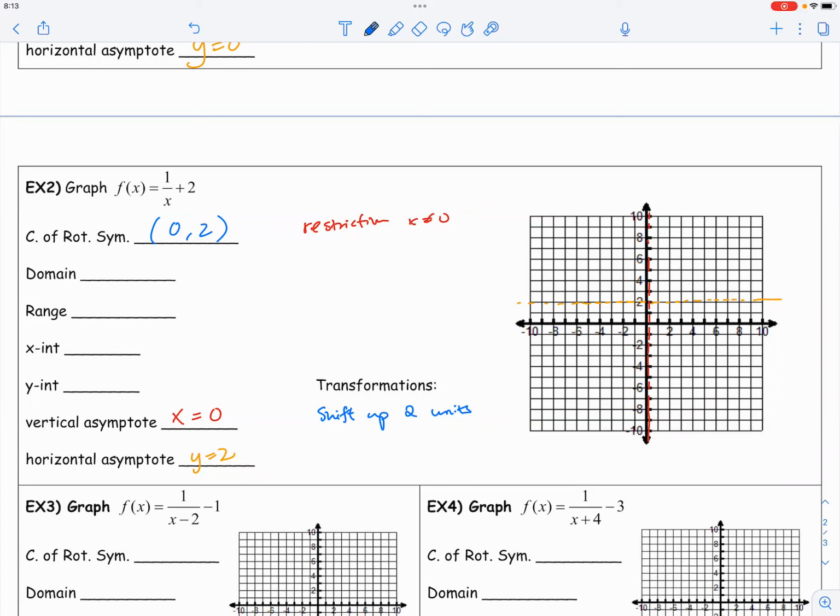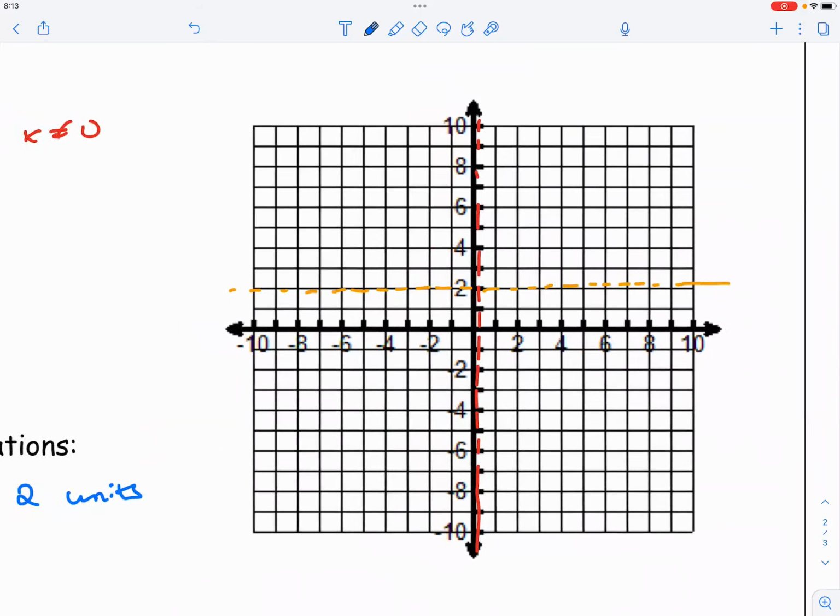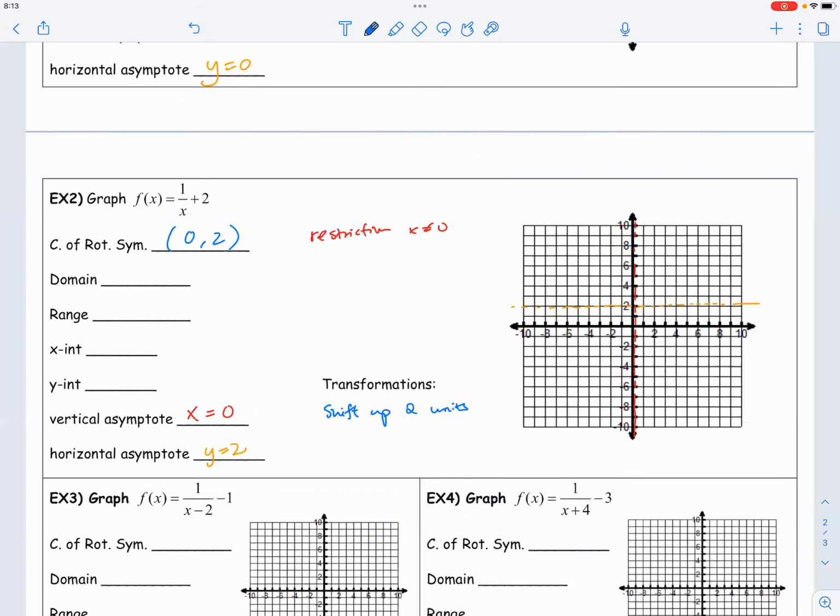All right, so let me go ahead and find out any intercepts. Will there be any y-intercept? No. Because x cannot be zero since it's a restriction, or you can say there's an asymptote blocking our way. What about the x-intercept?